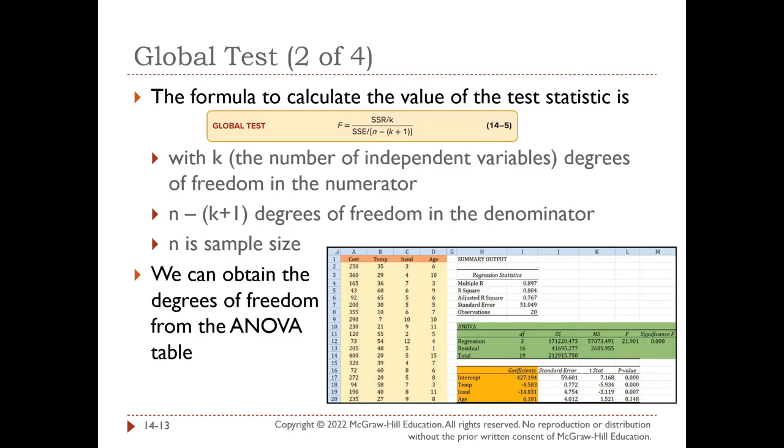So, guess what? We're still using the numbers. The formula to calculate the value of the test statistic is F equals SSR divided by k, divided by SSE divided by n minus k plus 1, where k is the number of independent variables, the degrees of freedom in the numerator. N minus k plus 1 is the degrees of freedom in the denominator. N is the sample size, which is 20 for this one.